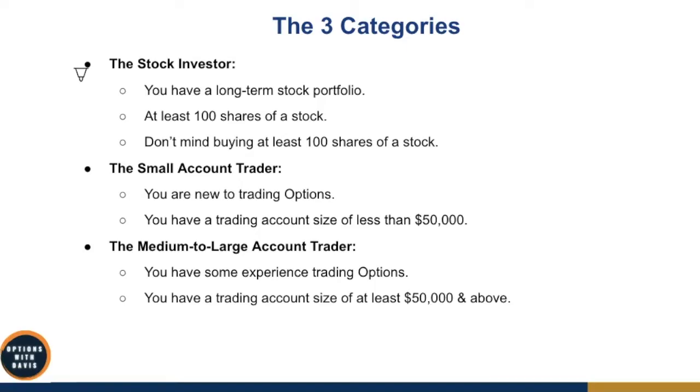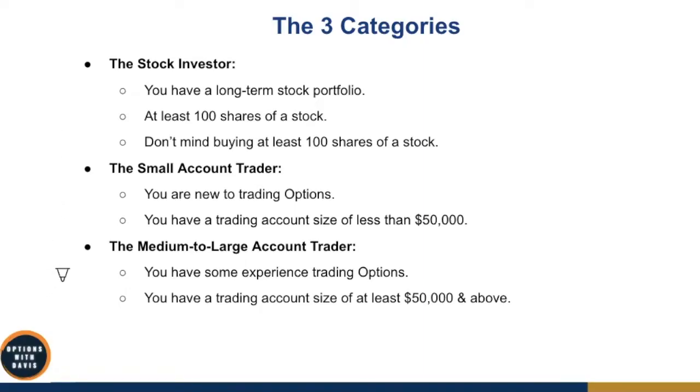For example, you could be a stock investor where you have maybe $1 million in your portfolio, but you're new to trading options and you're just getting your feet wet, so you want to start off with a small account size. So you could be a stock investor and a small account trader, or a stock investor and a medium to large account trader. You have already put on some options trades, and now you want to grow your account. Or you could be someone relatively young, maybe you just graduated from college, or you just started in the workforce, so you're starting off with a small account. So it could be a mix of these or just one of these fields.